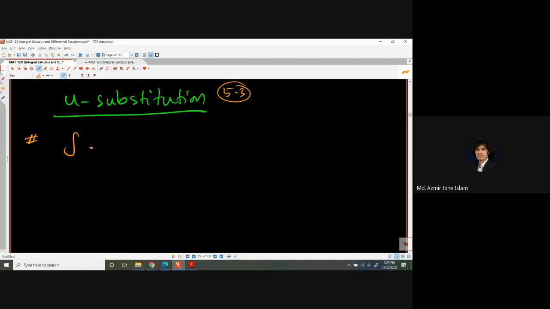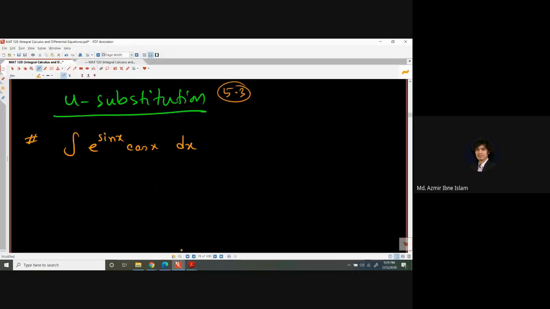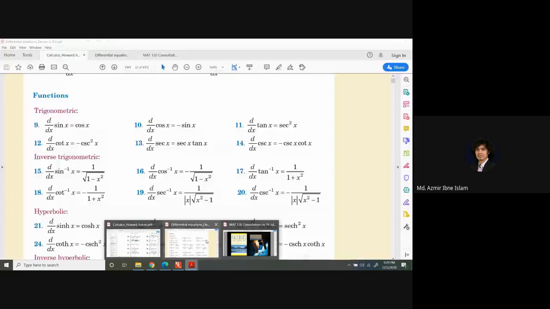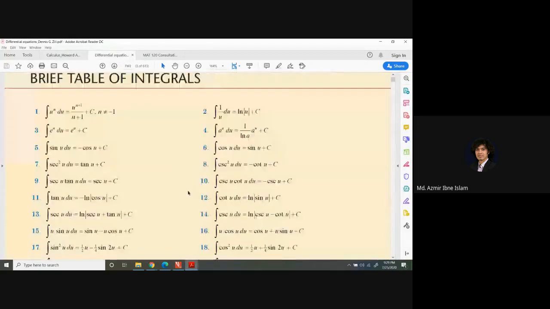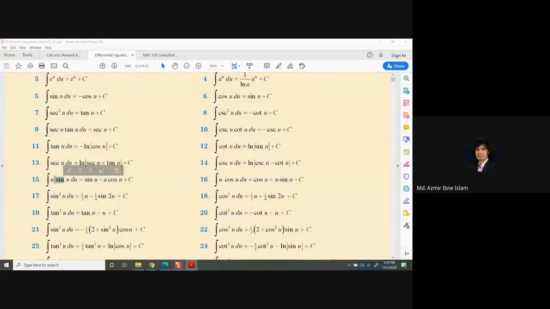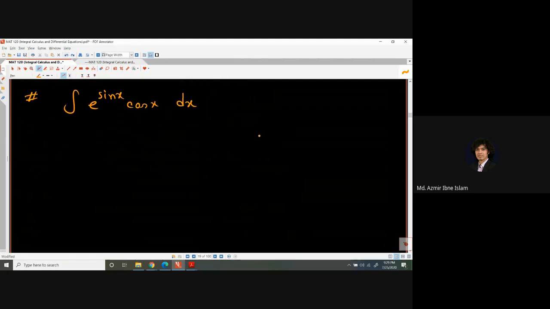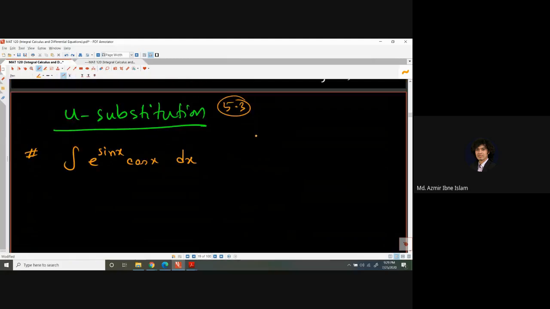The function is e to the power sine x cosine x, and we are integrating in terms of x. If you search your textbook, you will not directly find any formula for this type of function. So this is one complicated example or problem. What we have to do here, we can think about the substitution method.